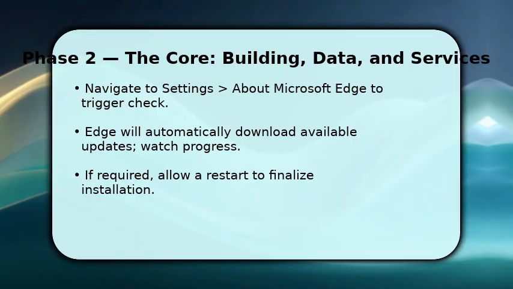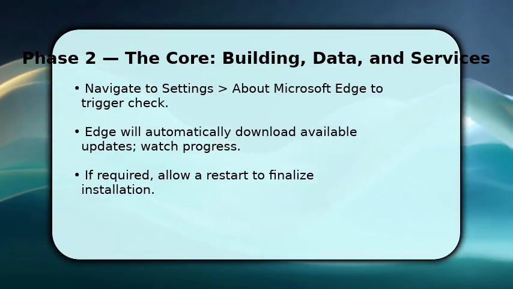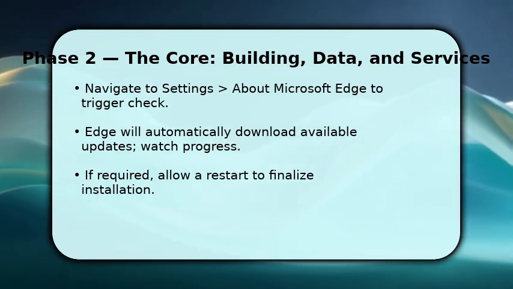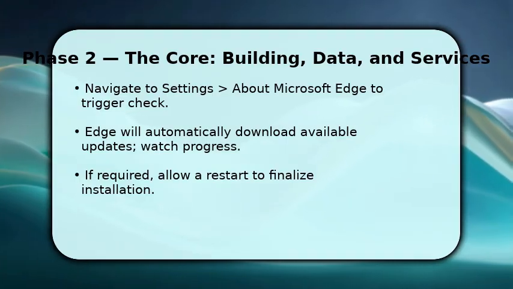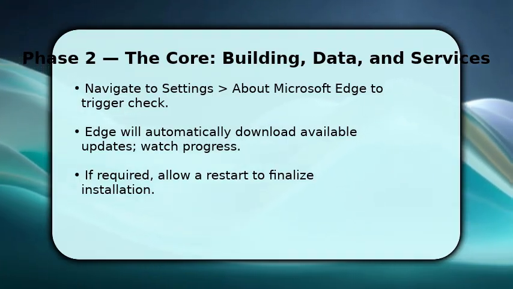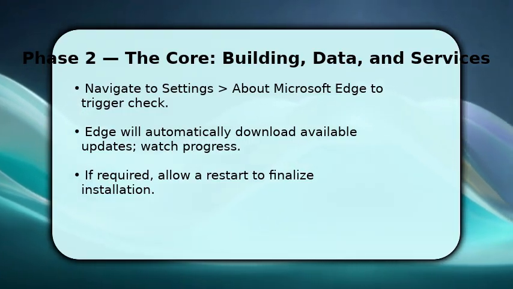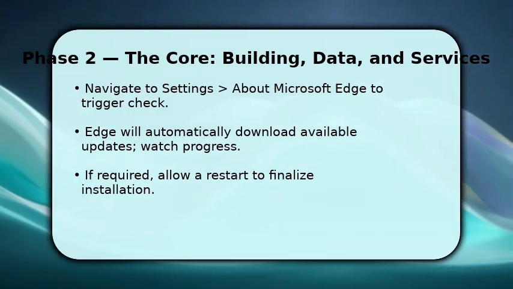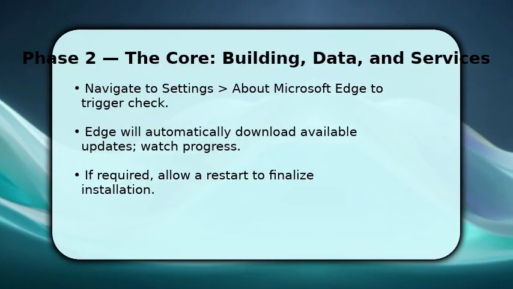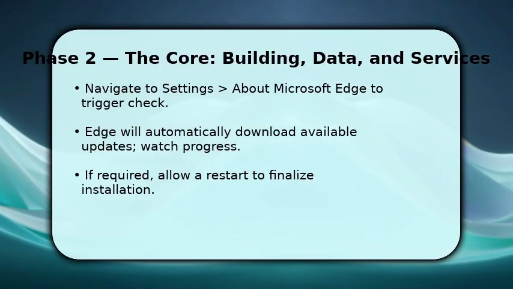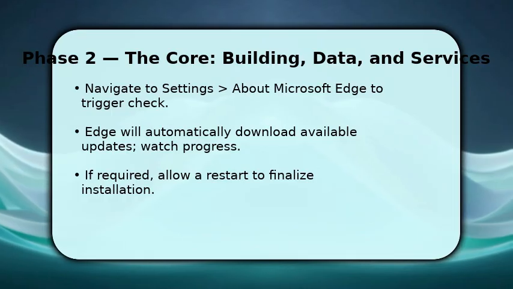Edge will automatically find and download available updates. Watch the progress indicator so you know it's active. If an update requires a restart, make sure to save work first, then click Restart to apply the update. This completes the core update flow, and you understand why checking About both triggers and verifies the process, ensuring you're on the latest secure build.